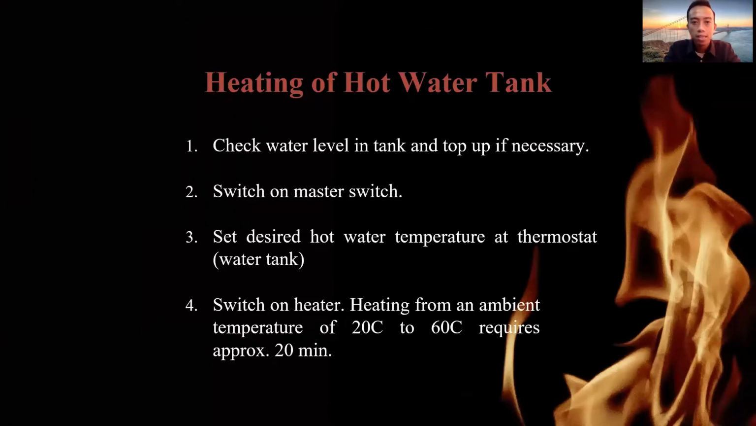The first one is heating of the hot water tank. First step is to check the water level in the tank and top up if necessary. Next, switch on the master switch. Next, set the desired hot water temperature at the thermostat. And the last one is to switch on the heater. Heating from an ambient temperature of 20 Celsius to 60 Celsius requires approximately 20 minutes.